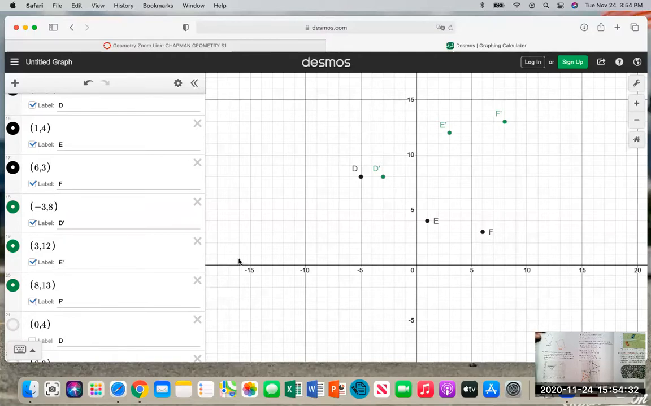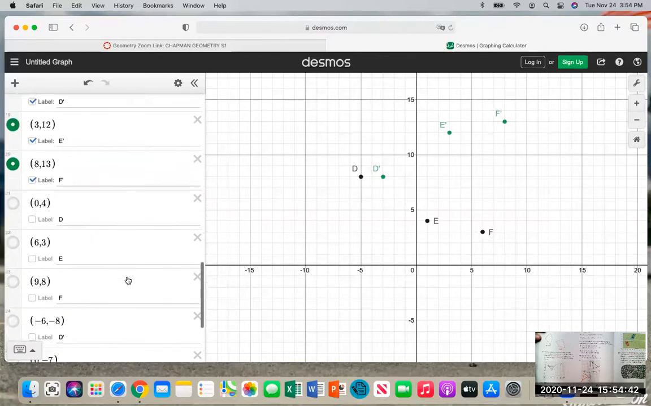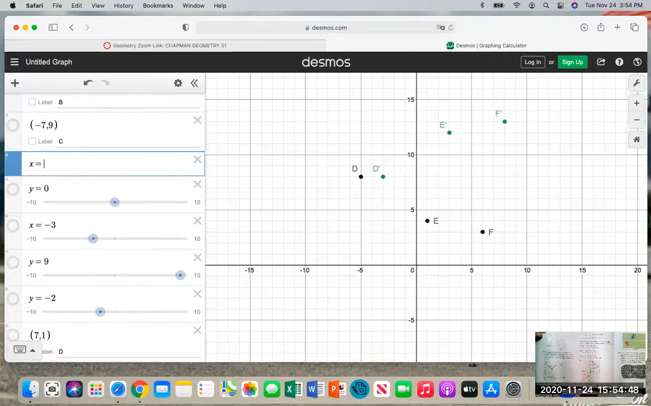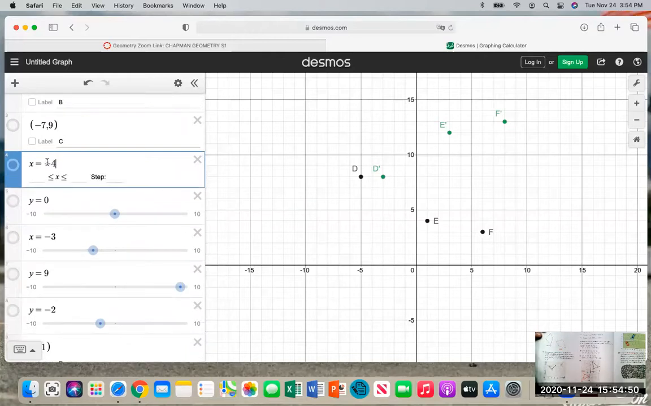So let's look at this. It looks like if you put a line right here at X equals -4, I'm going to go ahead and do that for you. There we go, right? It looks like that D and D prime are reflecting across that line, correct? But now look at E and E prime. If I reflect E across this red line right here, it should be somewhere over here on the left. So I don't think that's my line of reflection.